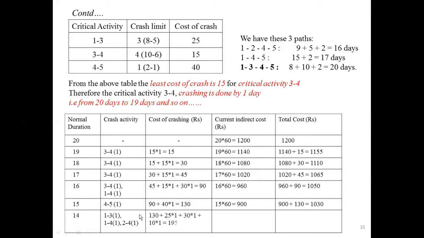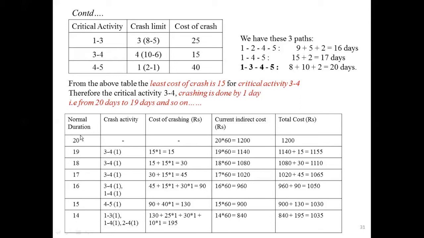Then if you calculate, you will get 130 plus 25 into 1 plus 30 into 1. Then you will get the cost of crashing. Then we will calculate the current indirect cost. We get 840. Then the total cost is given by 840 plus 195. We will get 1035. Here the total cost is increased from 1030 to 1035.